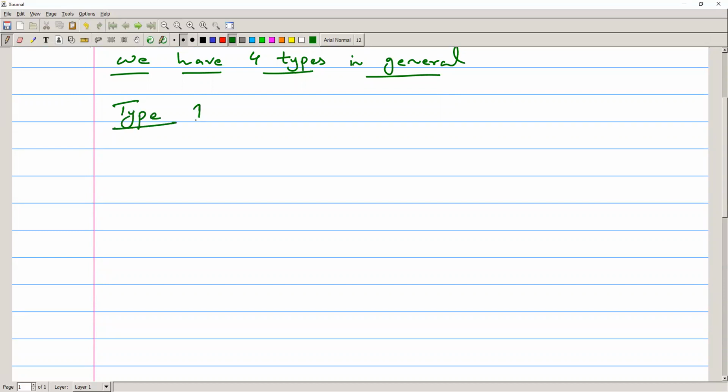So in type one, if you are given a function of P and Q only, it means that there is no X, Y, and Z. We only have a function of P and Q. So then we can say that P is equal to A, then Q will be equal to some function of A.